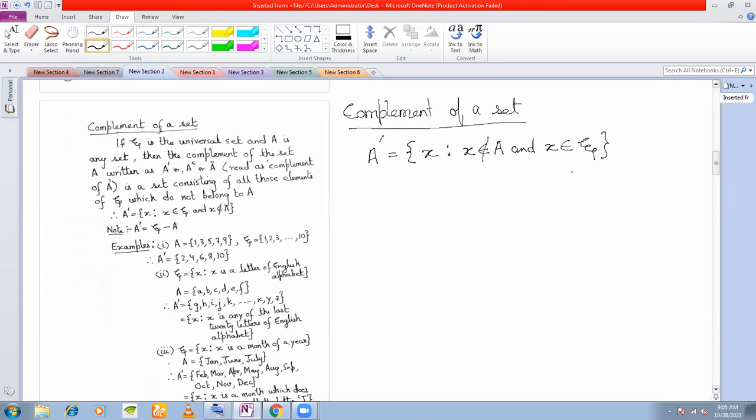So all those elements that are not in A but are there in the universal set is called the complement of a set. Sometimes it is also defined as the universal set minus the set A. So both definitions will work, either this definition or this definition. Let us take an example to demonstrate this.